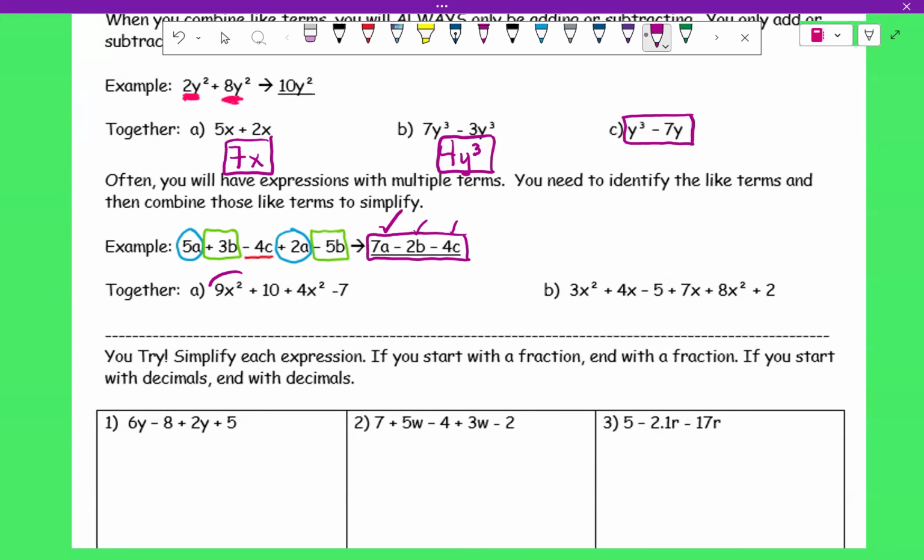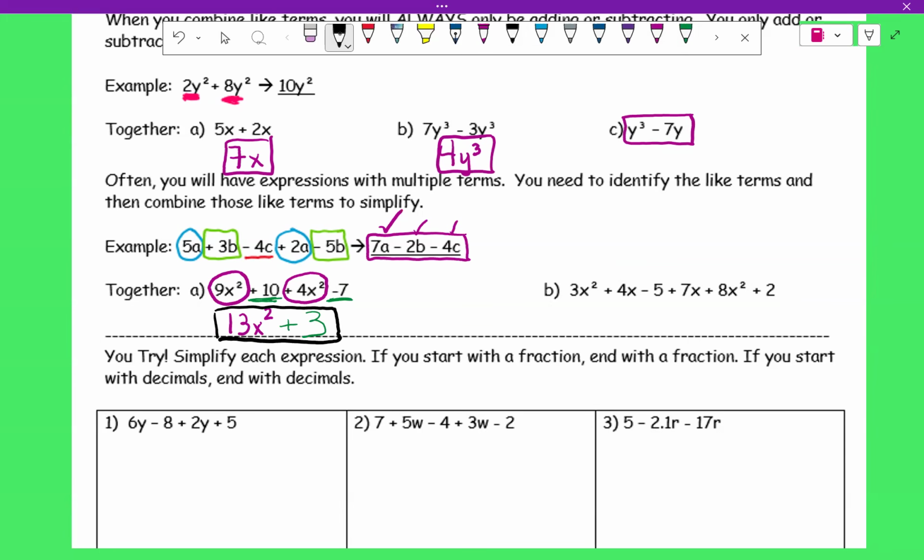So we have 9x squared. Which term is a like term with 9x squared? 4x squared. Good. So 9x squared plus 4x squared, 9 plus 4, 13x squared. And then we have our constants, 10 and negative 7. Positive 10 minus 7 is positive 3. Do we still have like terms? We don't. So we are now in simplest form.